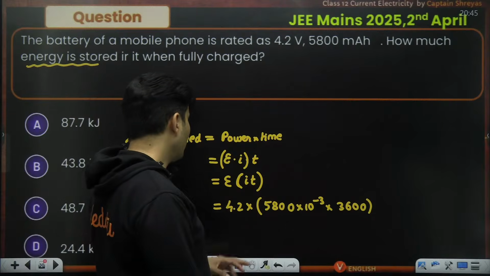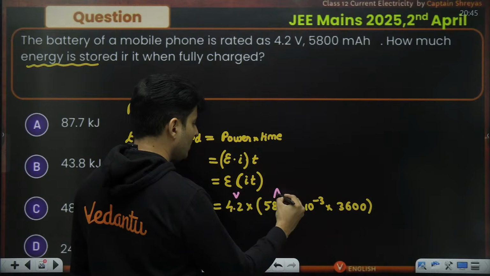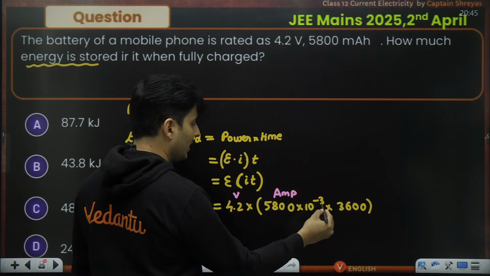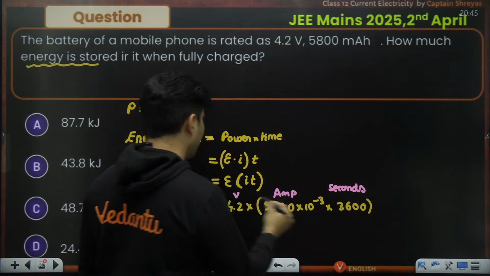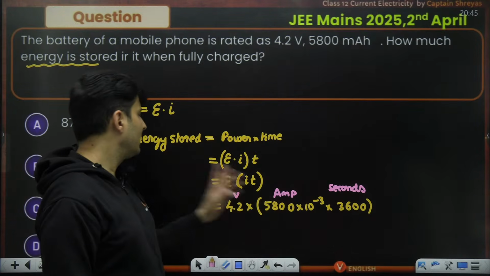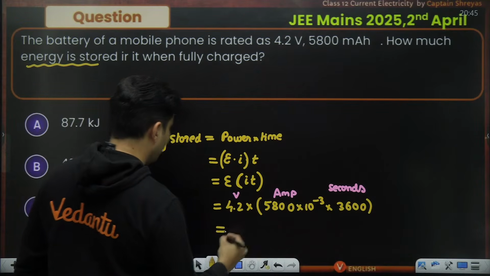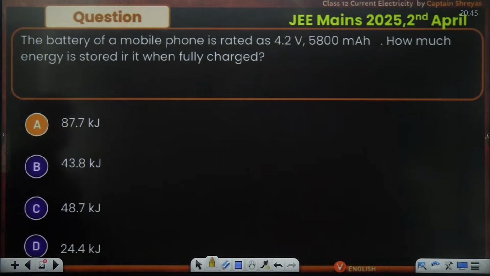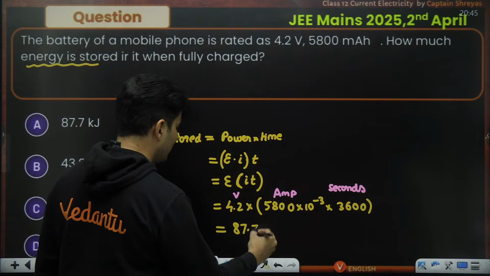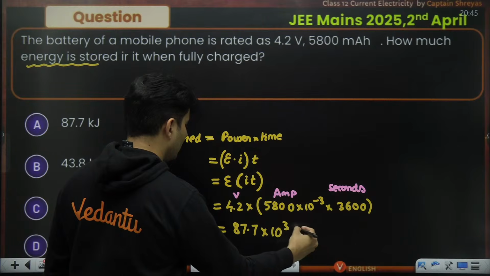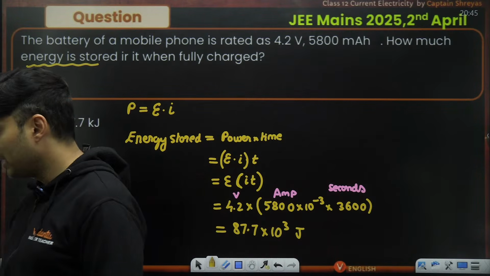So then, your units will be justified because this will be volts, this will be amperes after you multiplied with 10 to the power -3, and this will be in seconds. Now this is perfect, guys. Volts into amperes into seconds is going to give me the answer in joules. So when you try this out, you will get the final answer as 87.7 kilojoules. Okay. So try it out. You should get 87.7 into 10 to the power 3 joules over here. Okay. Understood, my dear students, how to do it?